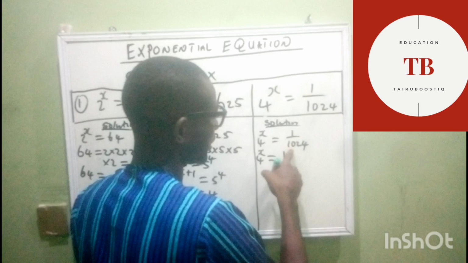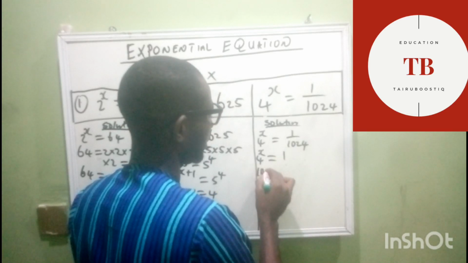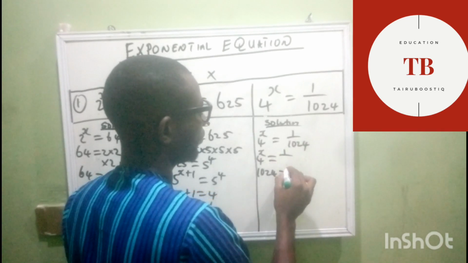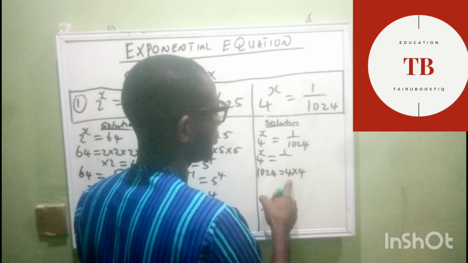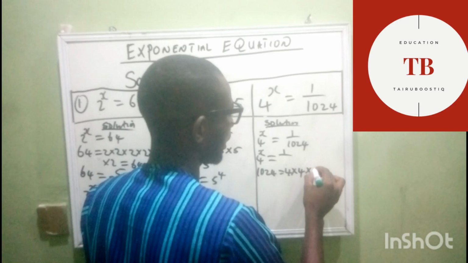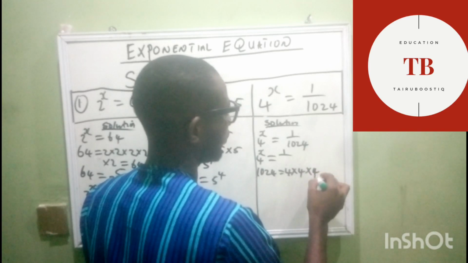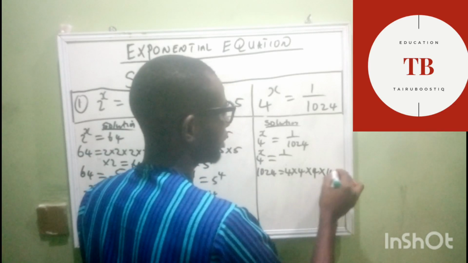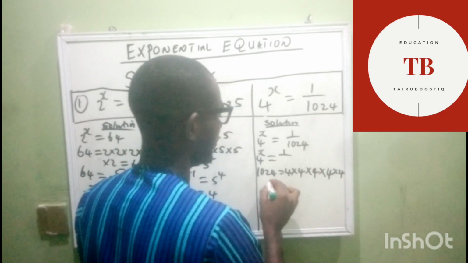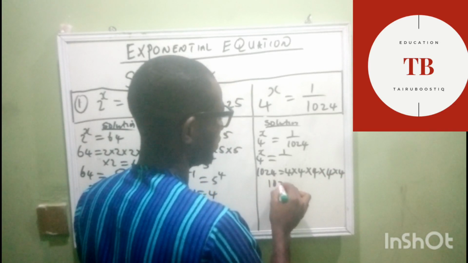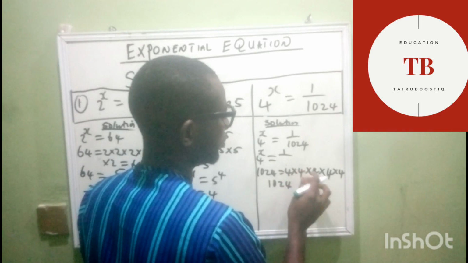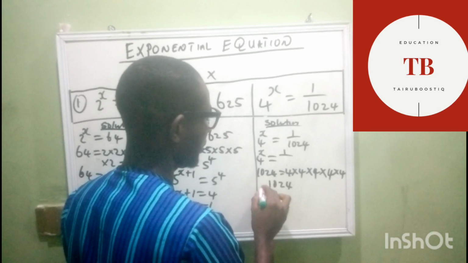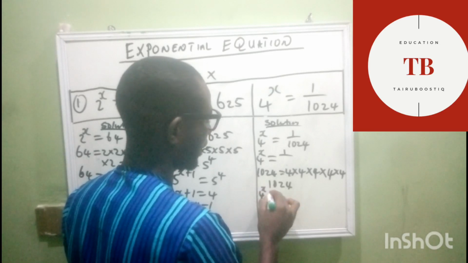How can we get 1024? Since here is 4, we are going to say 4 times 4 will give us 16. 16 times 4 will give us 64. And 64 times 4 will give us 256. And 256 times 4 will give us 1024. 1, 2, 3, 4, 5. That means it is raised to power 5.